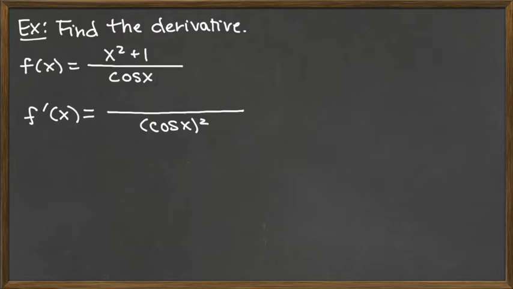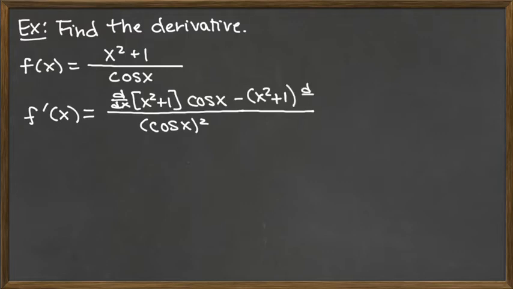So when we're doing the derivative using a quotient rule, we have the derivative of the top, so we have d dx of x squared plus 1 times the bottom, which is cosine of x, and then from that we subtract the top, which is x squared plus 1, and then we multiply that by d dx of the bottom, and the bottom there is the cosine of x. So we've got a couple little derivatives to take to get the final answer.